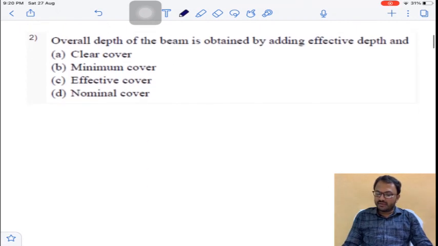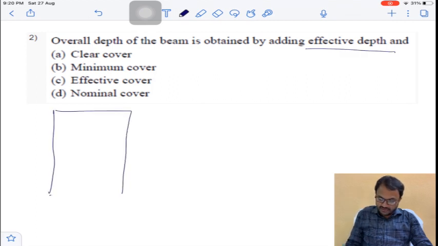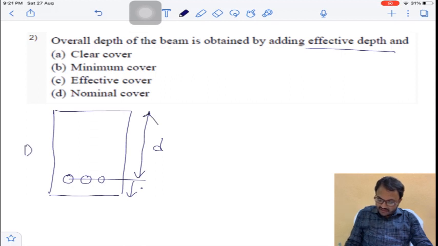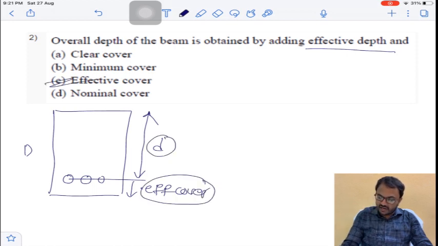The overall depth of the beam is obtained by adding effective depth with effective cover. If we take a beam, this is the reinforcement bar, this is effective depth, small d. This is overall depth, capital D, and this is effective cover. Whenever we add effective depth with effective cover, we get the overall depth of the beam. So for question number 2, answer C.